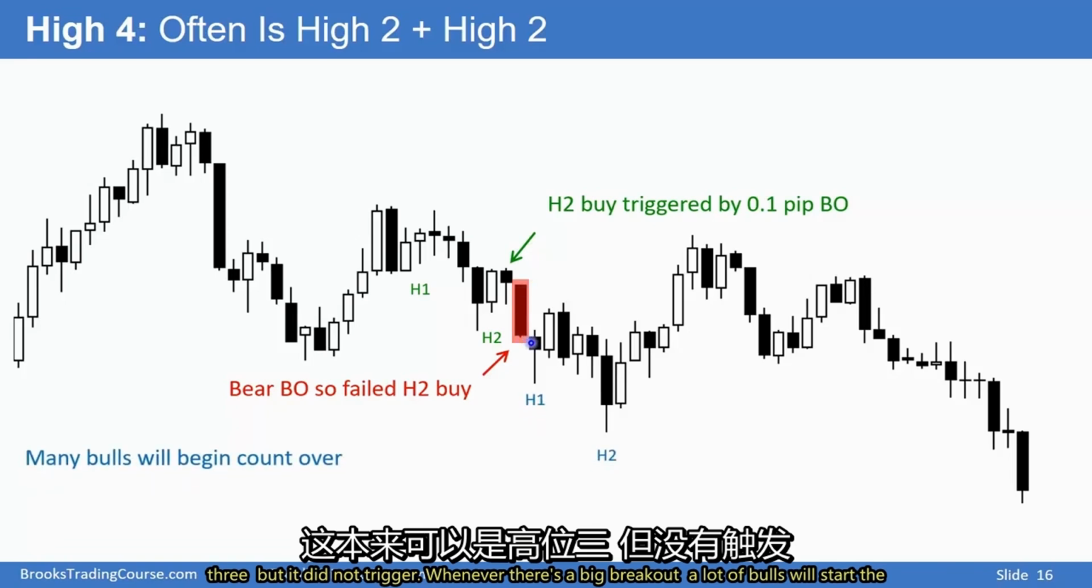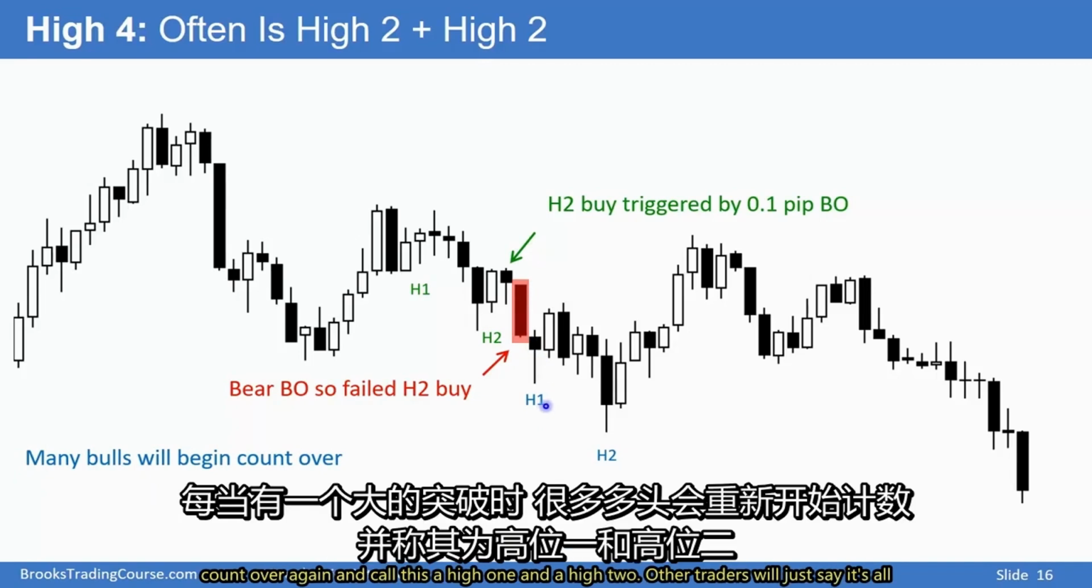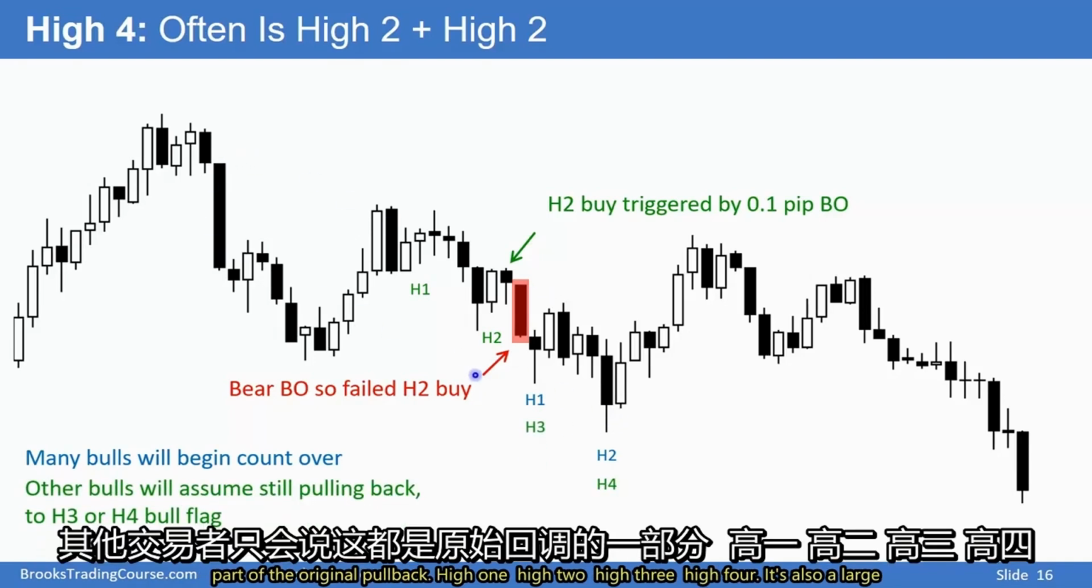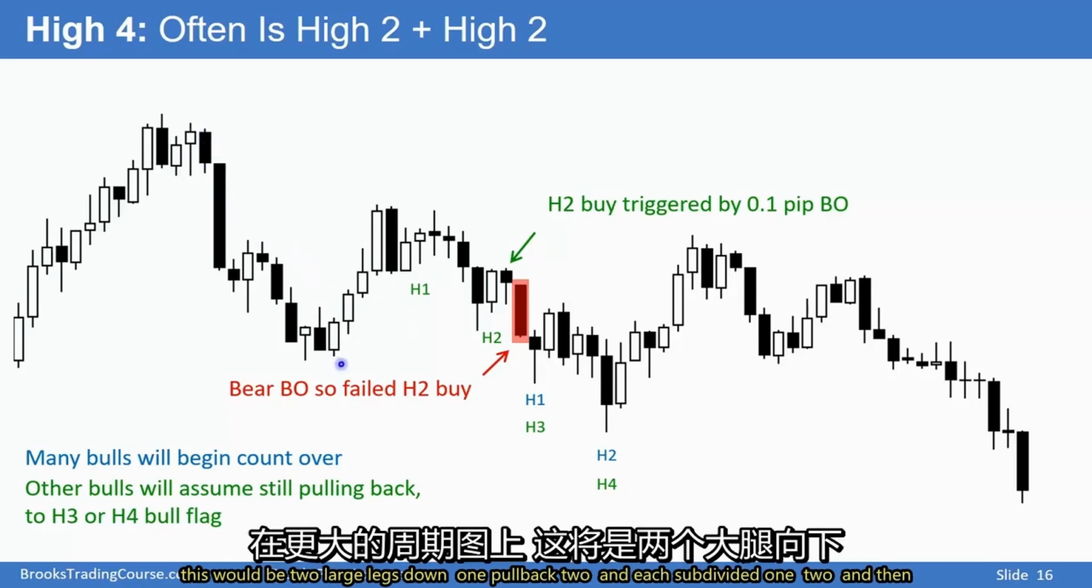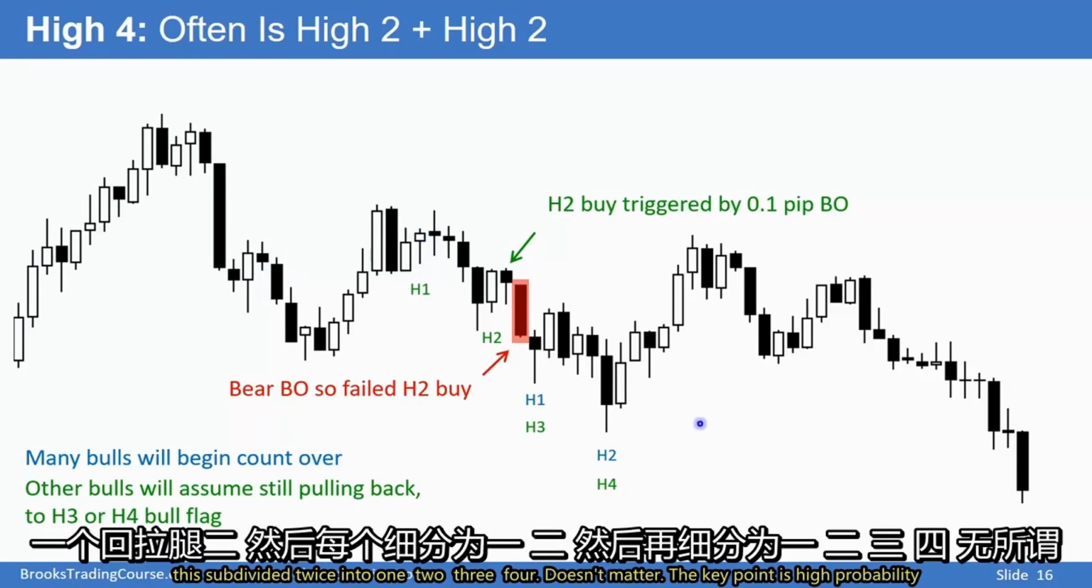Whenever there's a big breakout, a lot of bulls will start the count over again and call this a high 1 and a high 2. Other traders will just say it's all part of the original pullback. High 1, high 2, high 3, high 4. It's also a large high 2, so it's a nested high 2 pattern. Leg 1, pullback, leg 2. On a higher time frame chart, this would be 2 large legs down, 1, pullback 2, and each subdivided, 1, 2, and then this subdivided twice into 1, 2, 3, 4.